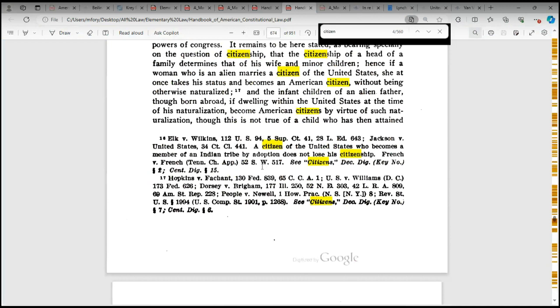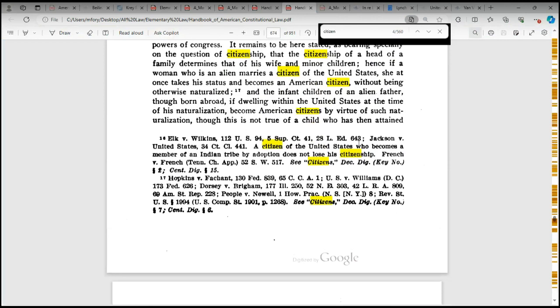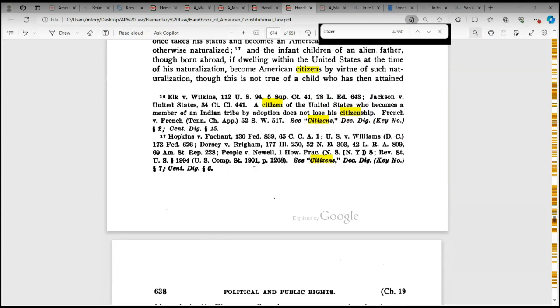And like here's Elk versus Wilkins. A citizen of the United States who becomes a member of an Indian tribe by adoption does not lose his citizenship. So if you somehow become a member of some tribe, you don't lose your U.S. citizenship because you were a citizen first, unless you choose to, like you have to expatriate. That's different. Just by becoming a member of an Indian tribe does not automatically lose your citizenship. Your intention has to be included in that.